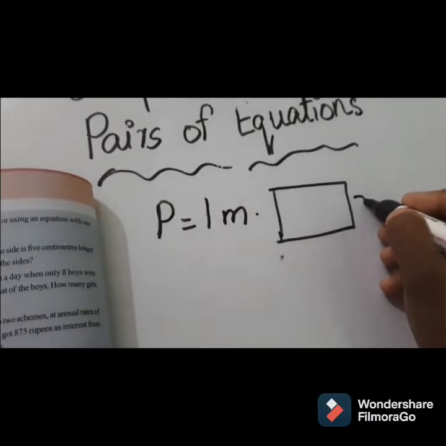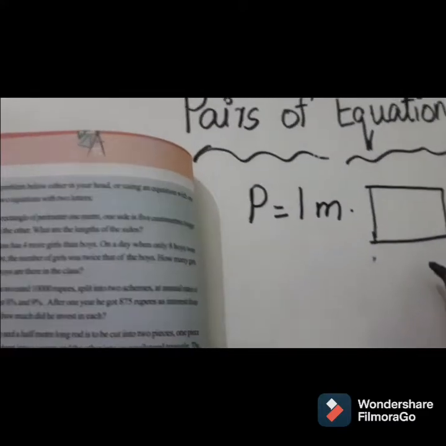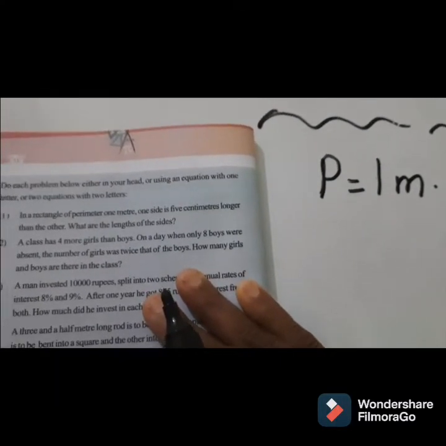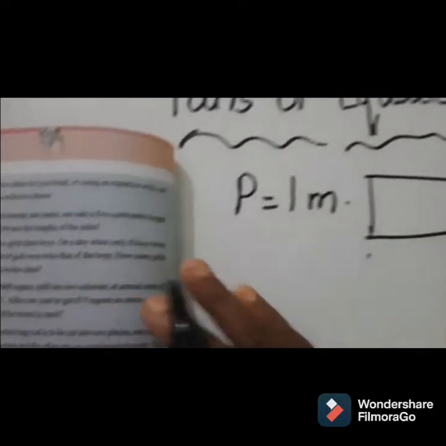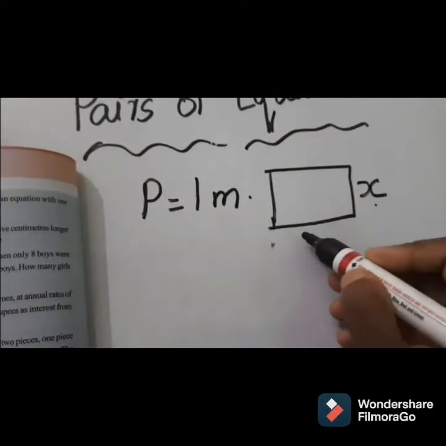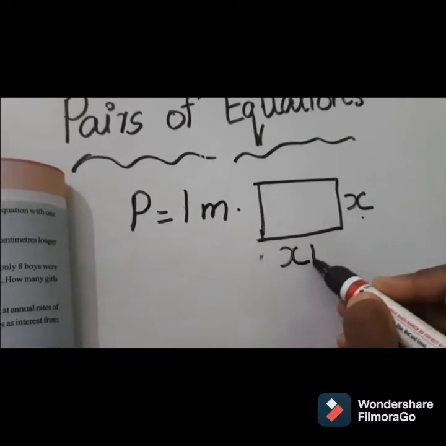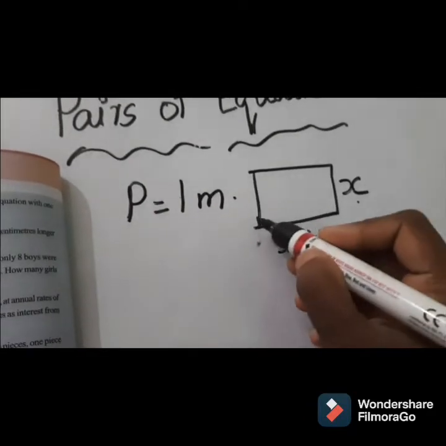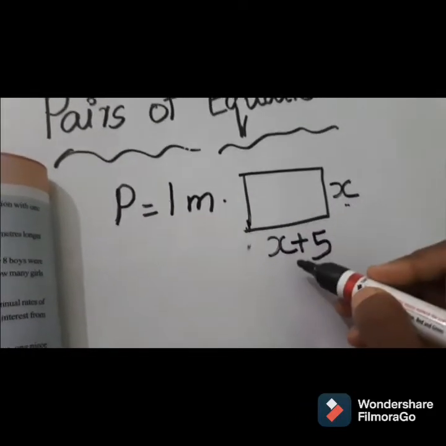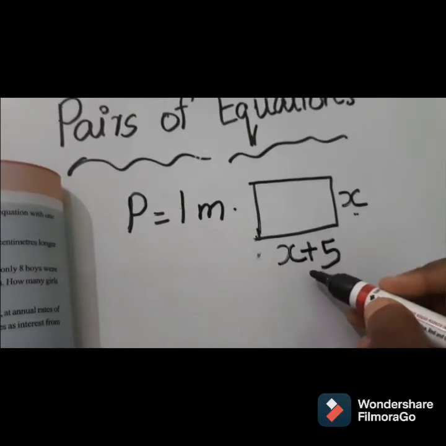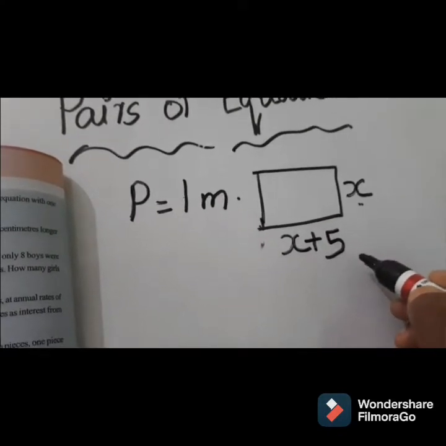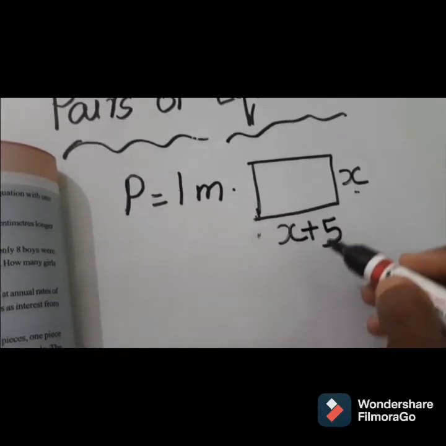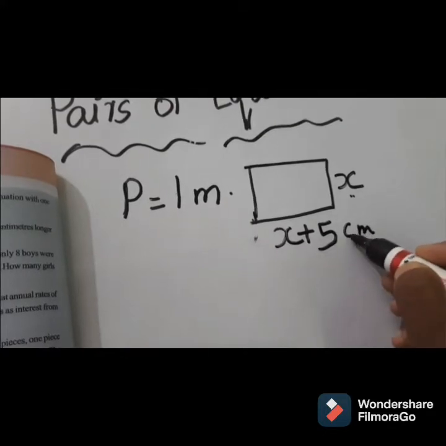Suppose one side we can take as x. There are two sides. One side is 5 centimeters longer than the other. That means this is x, and the other side is longer by 5 centimeters. So what is the next side? This is x, and the other side is x plus 5 centimeters. Here they are telling 5 centimeters.